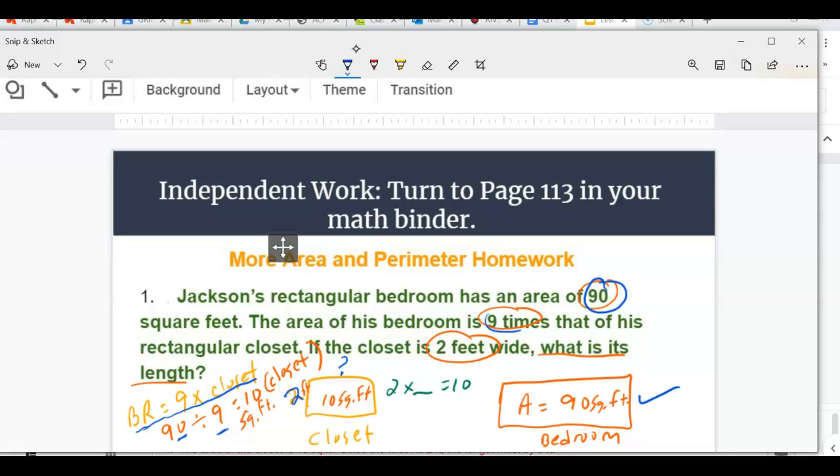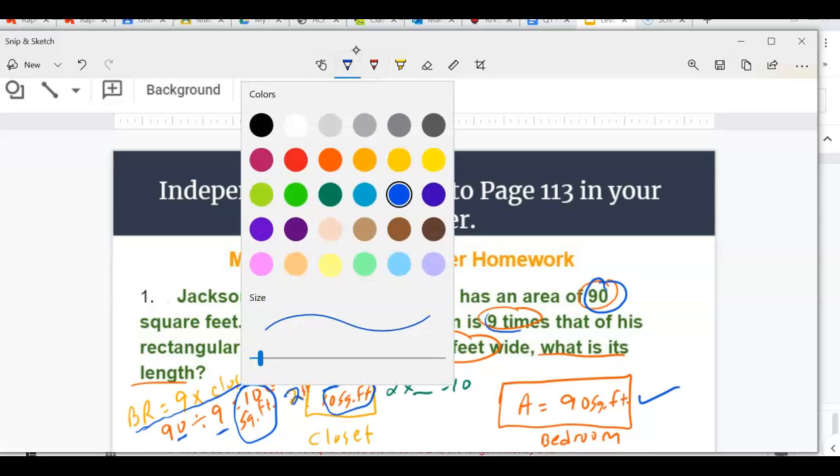So using your calculator, you'll note that 90 divided by 9 is 10. So that 10 square feet right there represents the square footage of the closet. Now we still haven't solved our problem yet. We're still trying to find, what is the length? We know what the width is. It's 2 feet. So if we know the width is 2 feet, and we know the area is 10, then we can go back to the formula that we talked about.